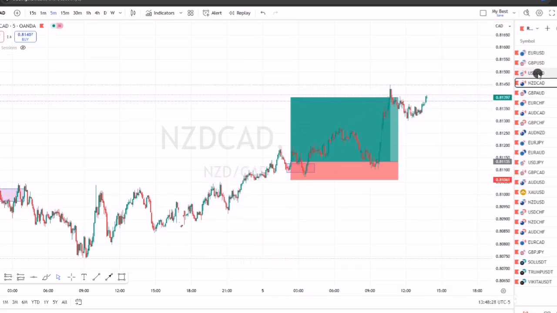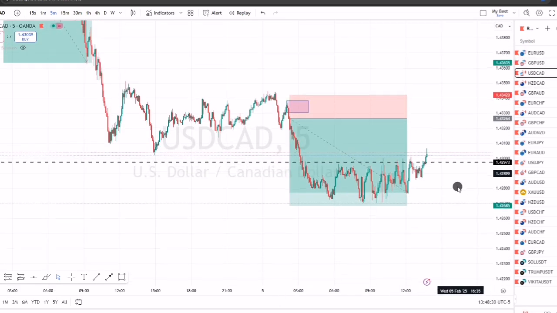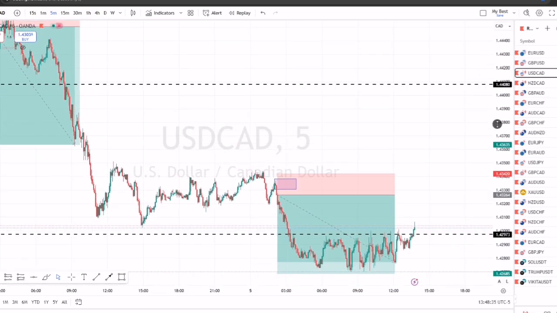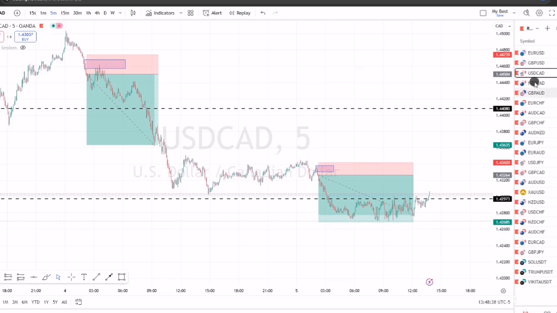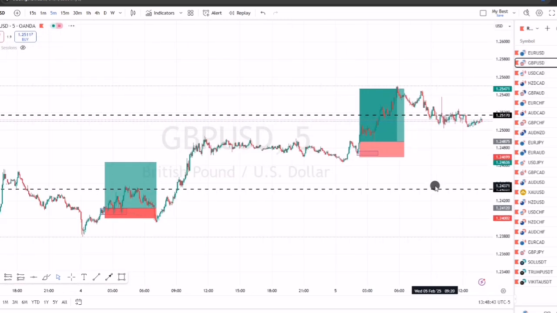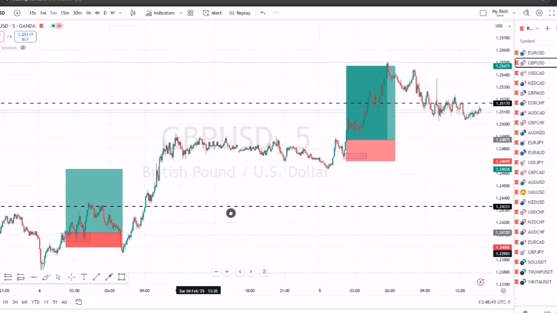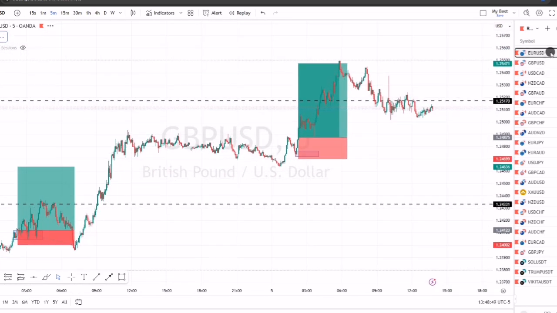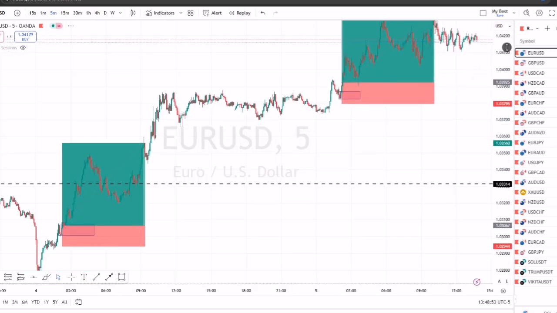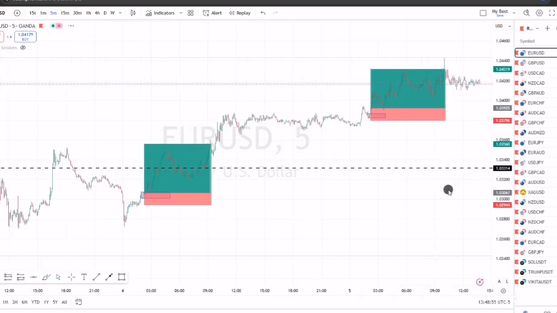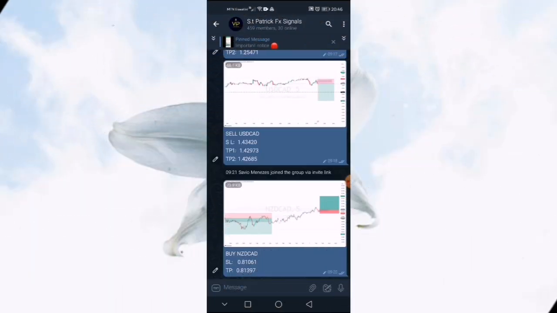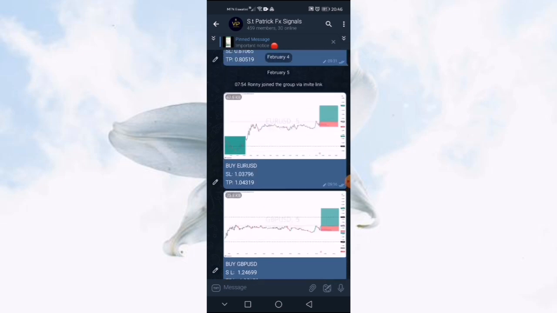This was today. USD CAD. That was yesterday. See that? That was yesterday. GBP USD. This was today. That was yesterday. And Euro USD. This is today. That was yesterday. I won't go to the previous days, but it's almost the same thing. The signals were all posted in the signal group.